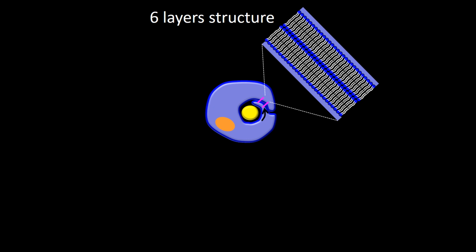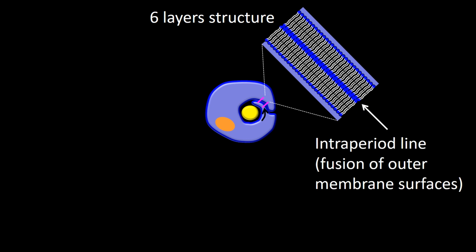The coming together of the outer membrane surfaces forms a 6-layer structure, as shown here. The fusion of the external surfaces forms the intraperiod line, transforming the 6-layer structure to a 5-layer structure, forming the myelin lamella.